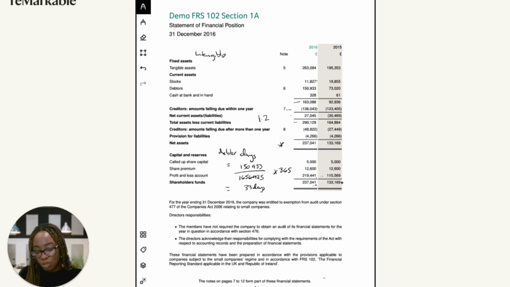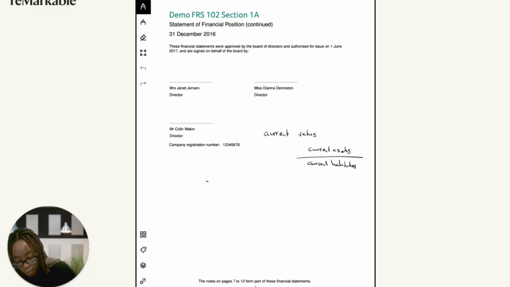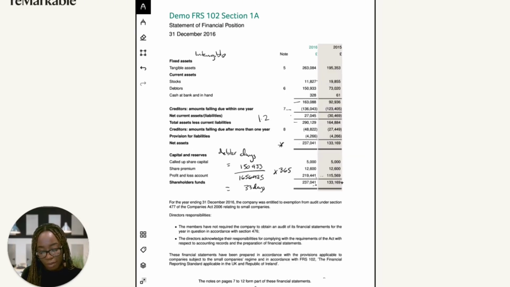Other things in efficiency ratios would be how much revenue the business is generating from its assets. So we call this an asset turnover. Asset turnover is your net sales divided by your total assets. So this shows you how much business, or how much sales, is being generated per pound of the assets. You can do that as a ratio if you want, but it's just showing you how efficiently the business is utilizing its assets.